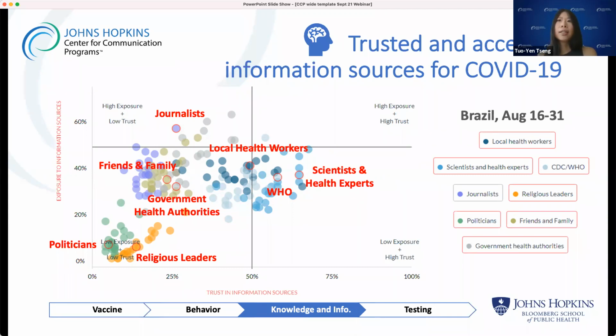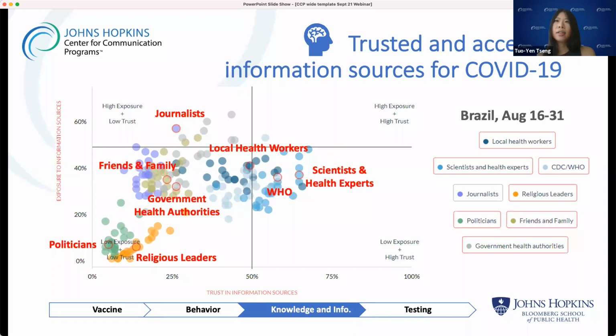Data from August 16th to 31st in Brazil suggests that scientists and health experts, the WHO, and local health workers all had high percentage of trust for low exposure reported by participants. In contrast, participants had high exposure to journalists for low trust in them.